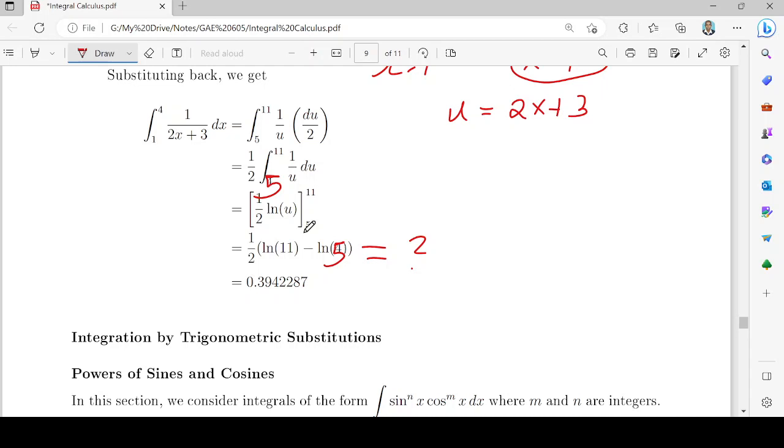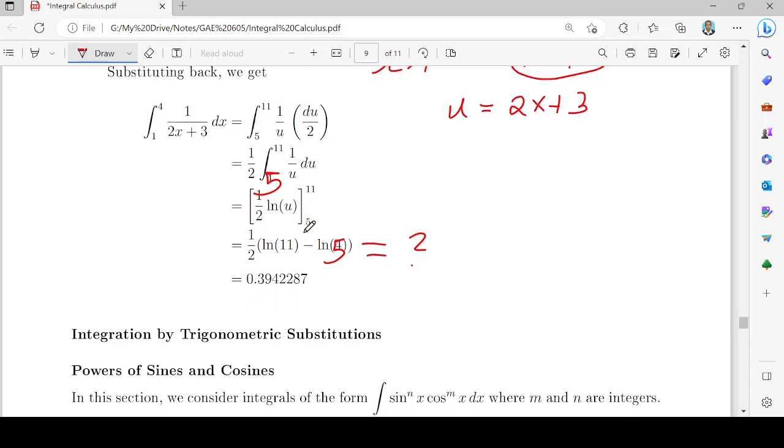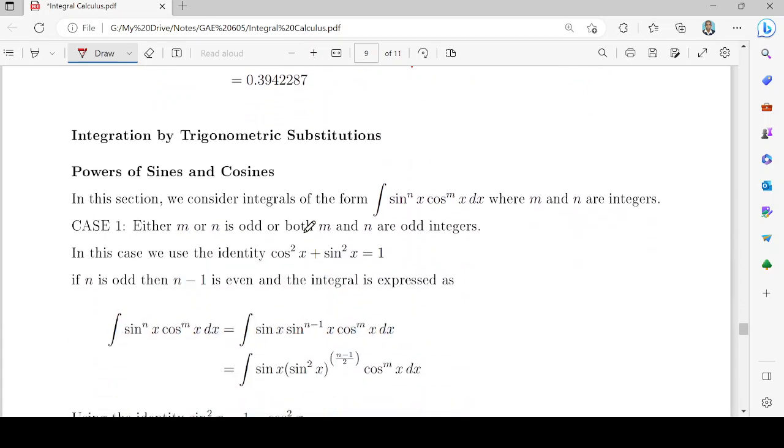Another kind of integration is the integration by trigonometric substitutions. And one important case is where we have the powers of sines and cosines. So we are going to consider that in this section, where we have the integral of the form, the integral of sine of x raised to power n times cosine of x raised to power m. Then we integrate with respect to x. And in particular, we consider the cases where m and n are positive integers.